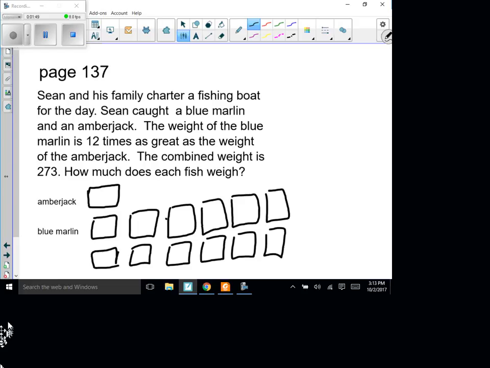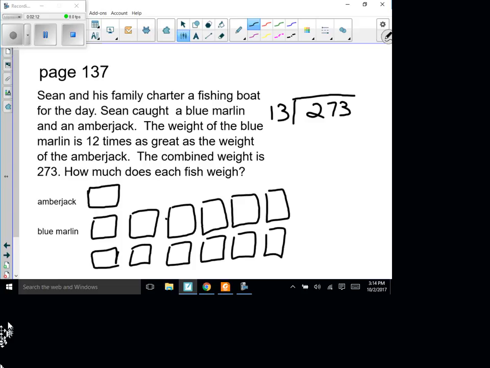So basically what we have to do is count the number of squares that I just drew in this diagram. I just drew 12 down for the blue marlin, and you add the one for the amberjack, and that's 13. So now we take the combined weight, 273, and we have to divide it by the 13, which is the total number of boxes right there.